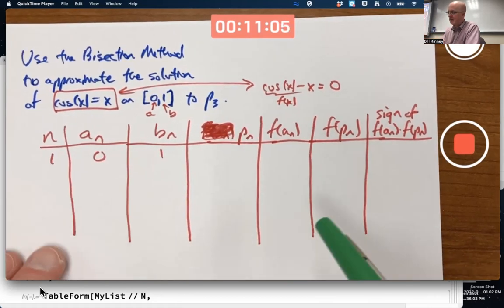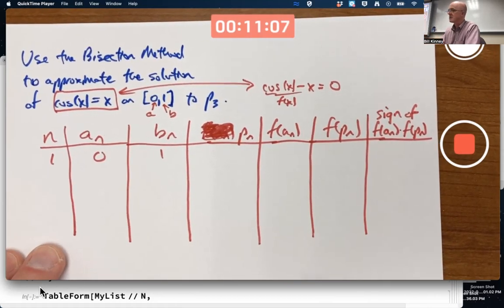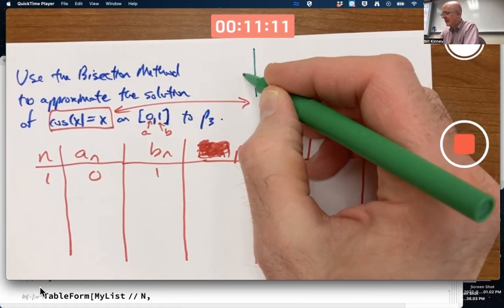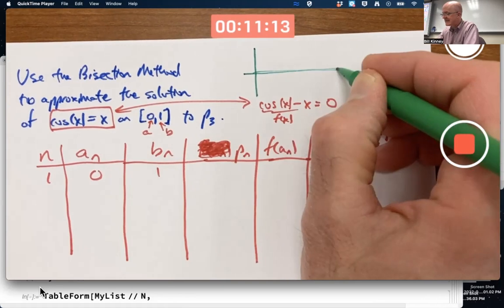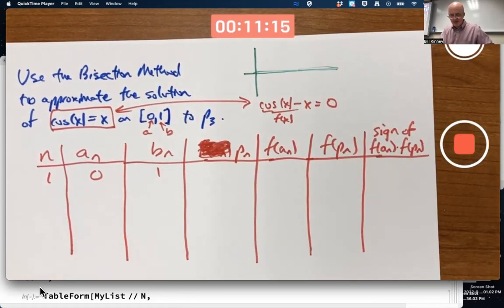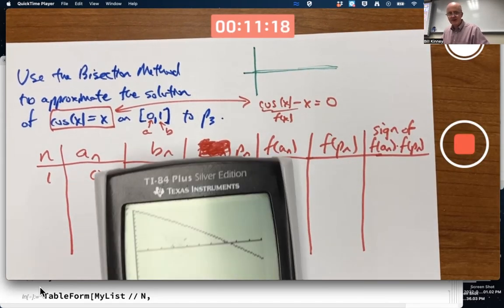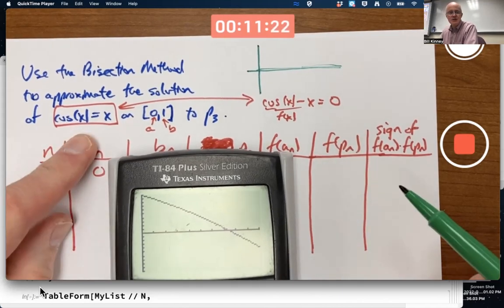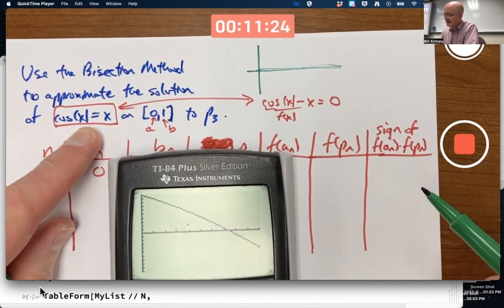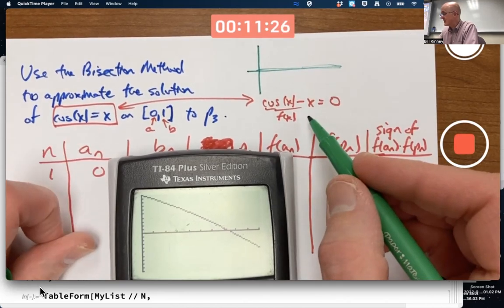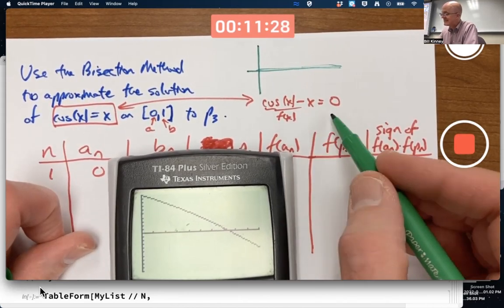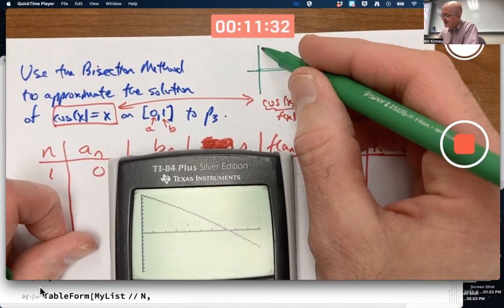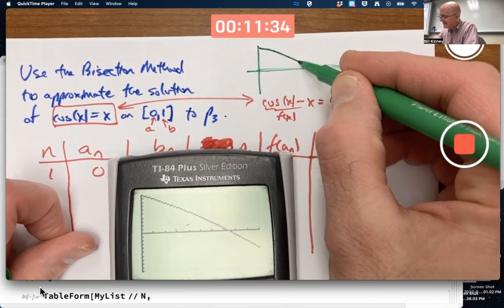I think it is helpful, besides having a table here, to draw a picture. Because the picture, I think, helps you avoid making any mistakes, to some degree at least. I did graph this with my calculator. There it is. That's cosine of x minus x. Again, a solution of this equation, cosine of x equals x, is equivalent to a root of this equation, cosine of x minus x equals 0. And this graph that you see here is the graph of cosine of x minus x.